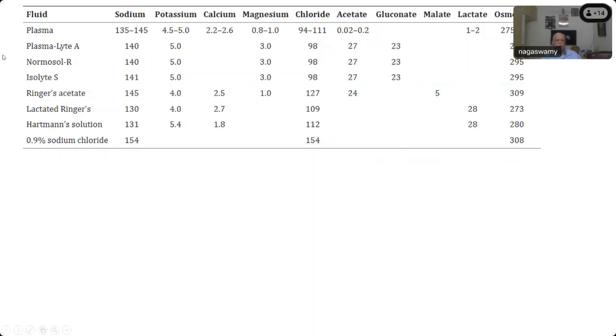Now these are all the various other fluids, that is, balanced salt solutions like Plasma-Lyte A, normal saline, all these things, and their comparison with normal plasma with regard to the various electrolytes and other components that are there, and the osmolality of all these are compared. So you must know the osmolality, the chloride, and so on. Now what is the reason to introduce balanced salt IV fluids?